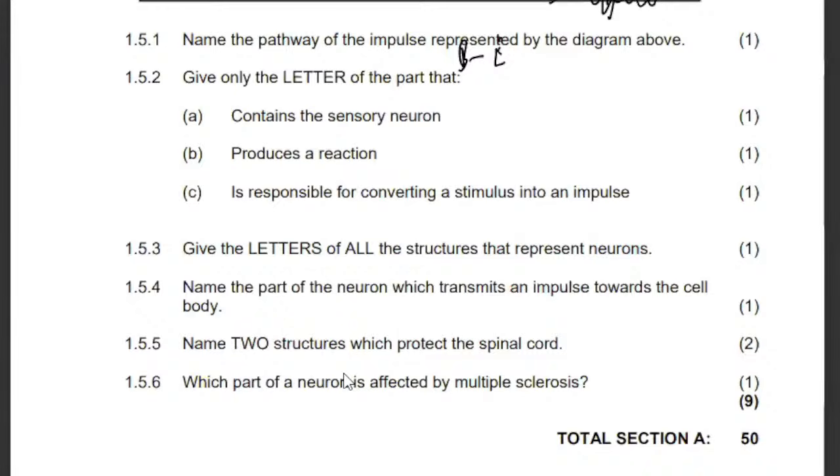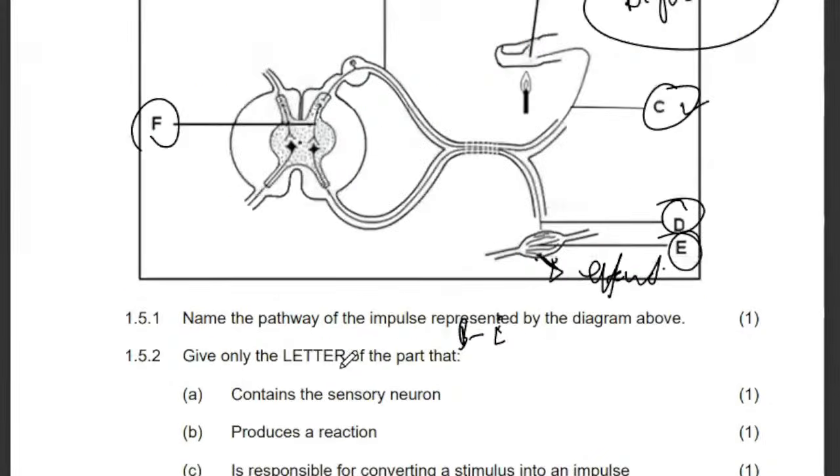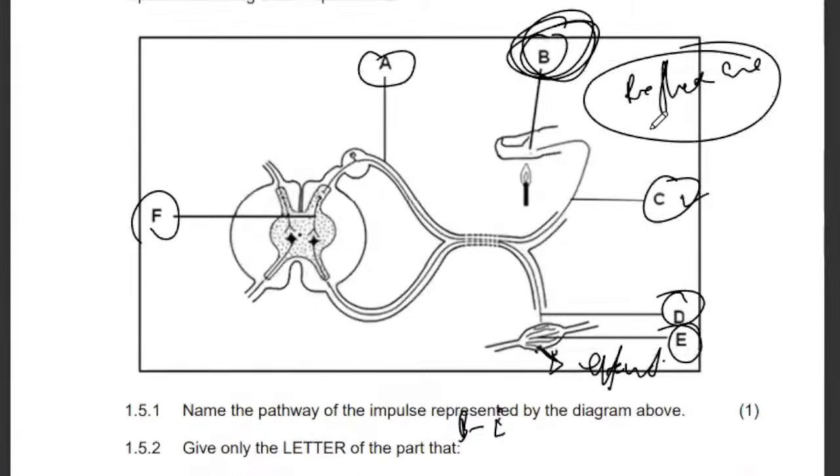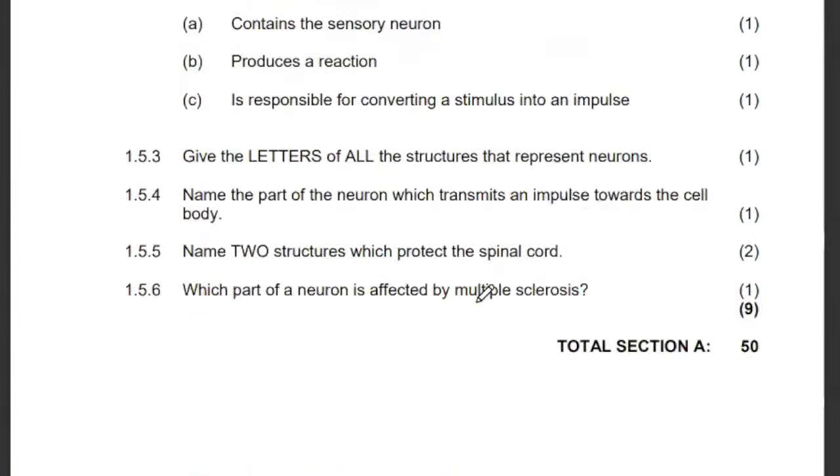Give the letters of all structures that represent neurons. So you have three types, or classes, of neurons. You have the sensory neuron, so it's going to be C. We have the connector neuron, it's going to be F, and then we have the motor neuron, that is D. So the answer for this case is going to be CFD. Yes, you can check.